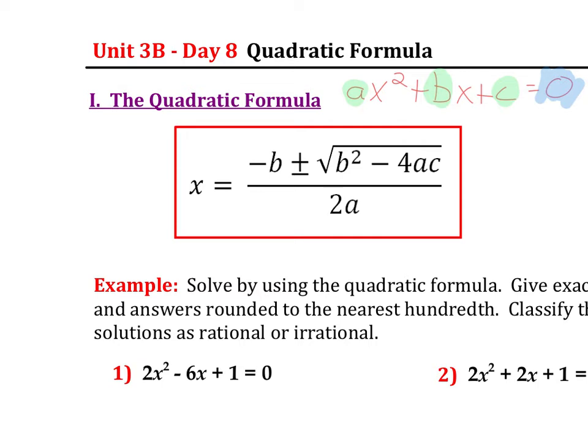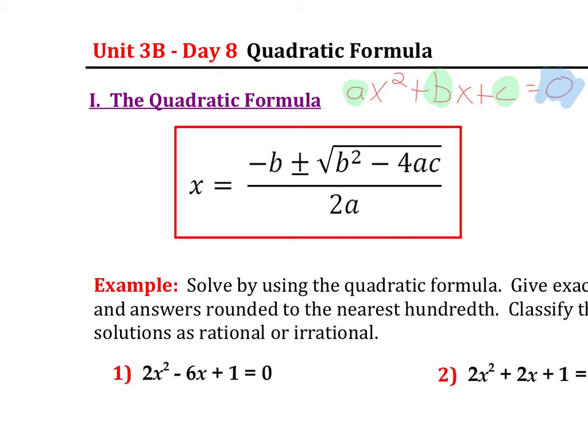All right, the quadratic formula states we're going to take the opposite of b, plus or minus the square root of b squared minus 4ac, all over 2a. Now, the quadratic formula is kind of nice because it works for every single quadratic function, whether or not it's factorable.